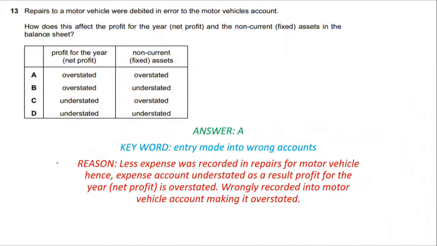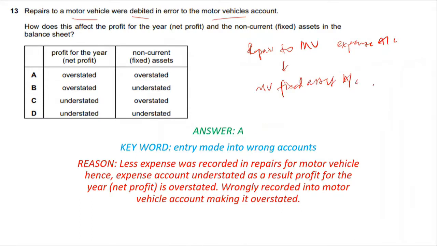Multiple choice number 13. Repairs to a motor vehicle were debited in error to a motor vehicle's account. So what is happening here? You need to understand that repairs to a motor vehicle is an expense account, but the amount of this has been passed on to the motor vehicle fixed asset account. Both of them would have a debit balance as well. Expenses have debit balances and motor vehicles have debit balances.